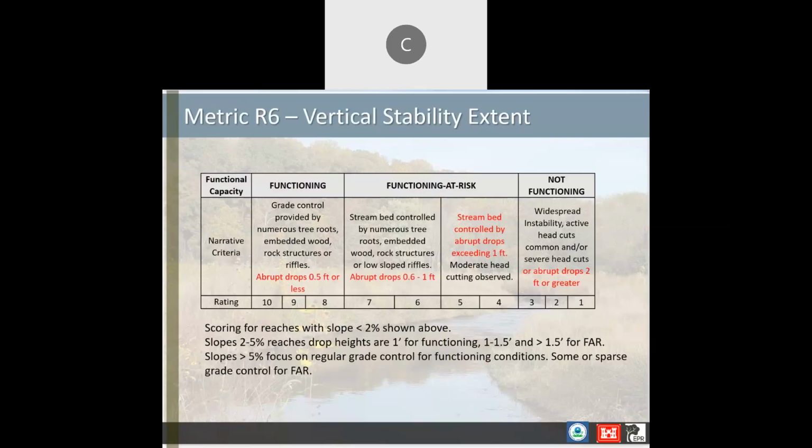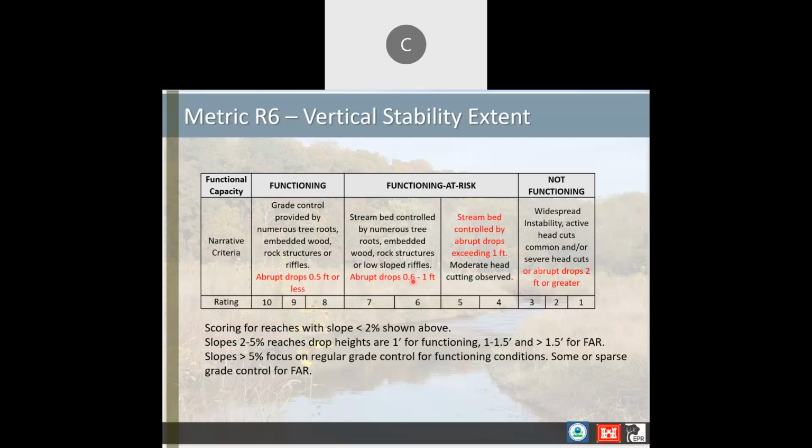Scoring for this metric is stratified by stream slope. So instead of trying to fit all 3 of the scoring criteria, the narrative criteria, on the slide, I provided the first one. So this is for stream reaches with less than 2% slope. But everything is the same between all of the slope categories except for this text in red. So when your stream slope is less than 2%, any drop that is less than half a foot is going to be okay. But when you're in a stream reach that has 2 to 5% slope, the abrupt drop height for the functioning category is going to increase to 1 foot.